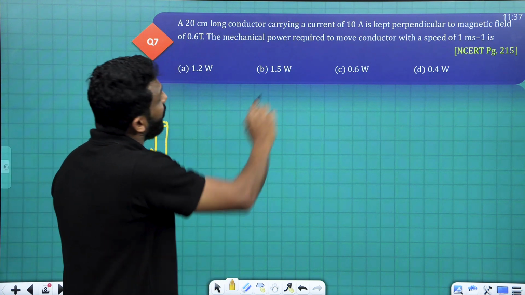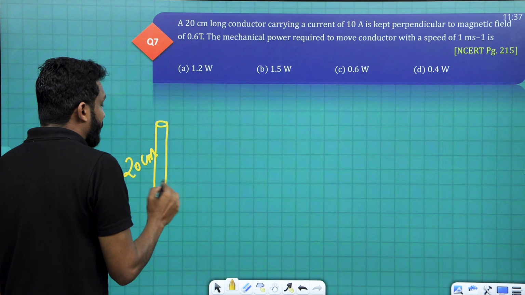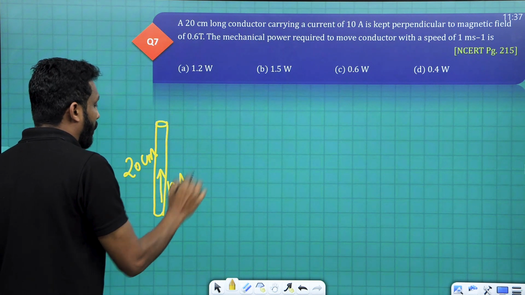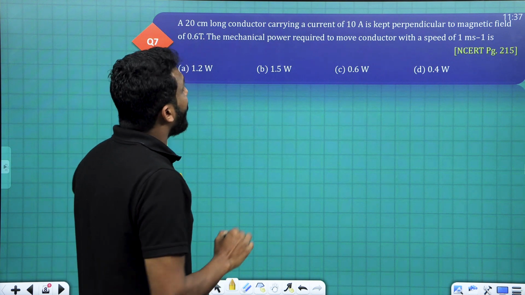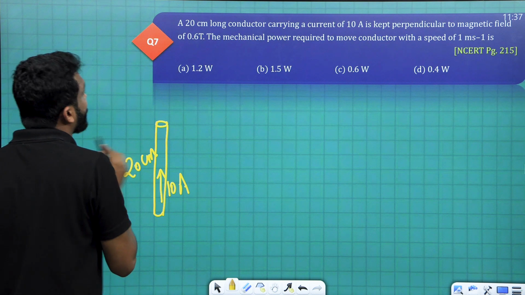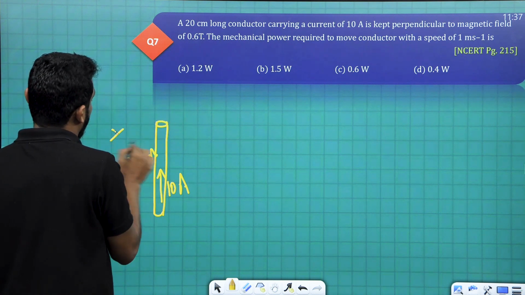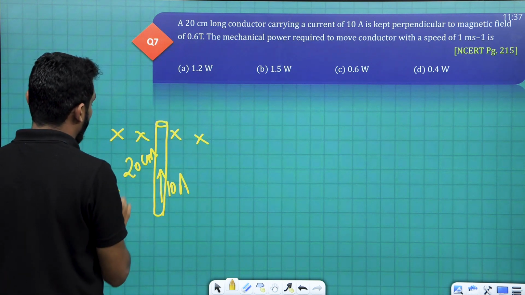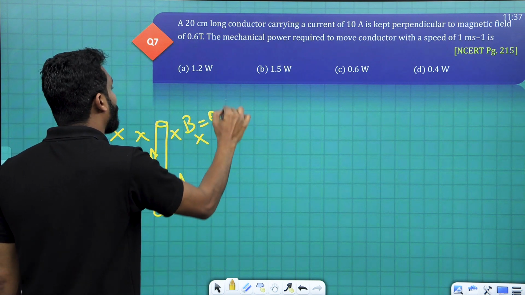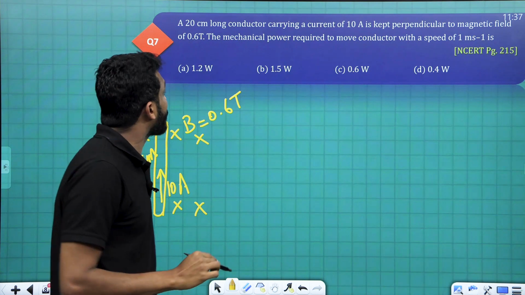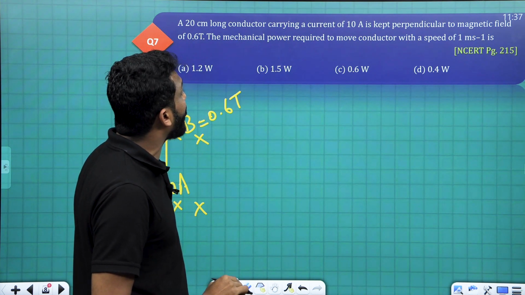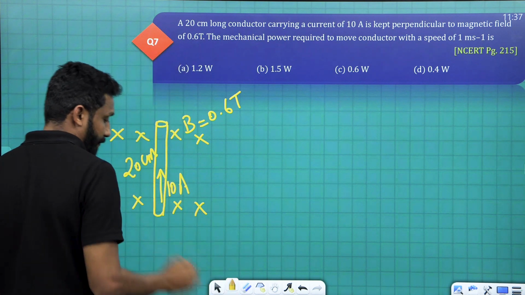Good. 10 ampere current is passing through it. It is kept in a perpendicular magnetic field of 0.6 Tesla. Let this be the direction of the magnetic field, directed into the plane, and the amount is 0.6 Tesla. The mechanical power required to move the conductor with a speed of 1 meter per second is.